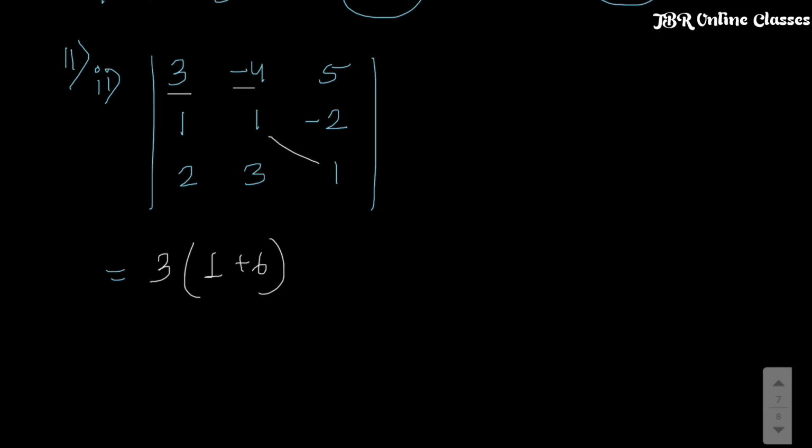Now next for this one, minus 4. As it is minus, it will be plus 4, because the signs go positive, negative, positive. So here 4. For that case, the first row and column will be cancelled out. So for 4, 1 into 1 becomes 1, and 2 into minus 2 becomes minus 4, so it will be plus 4.